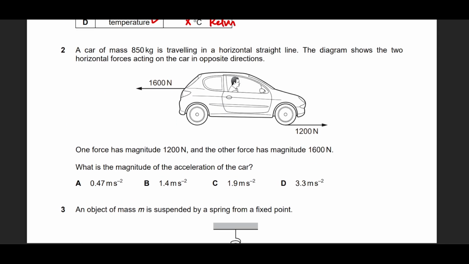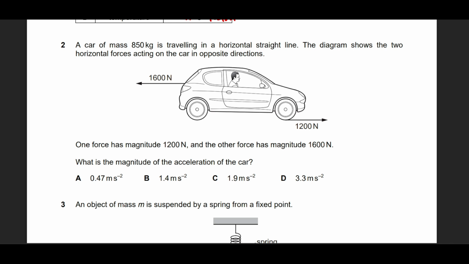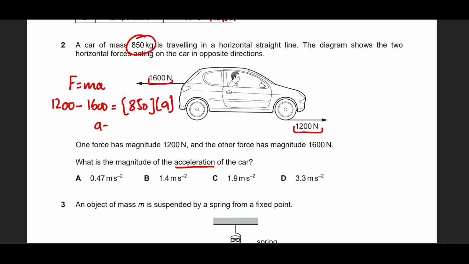Moving on to question number 2, this is a very basic O-levels sort of question. A free body diagram is given to you. One force is 1200, the other 1600. What's the magnitude of acceleration? We simply use F = ma, the pulling force minus the stopping force. So 1200 minus 1600 equals the mass, given as 850, times the acceleration. The acceleration comes out as negative 0.47 meters per second squared.